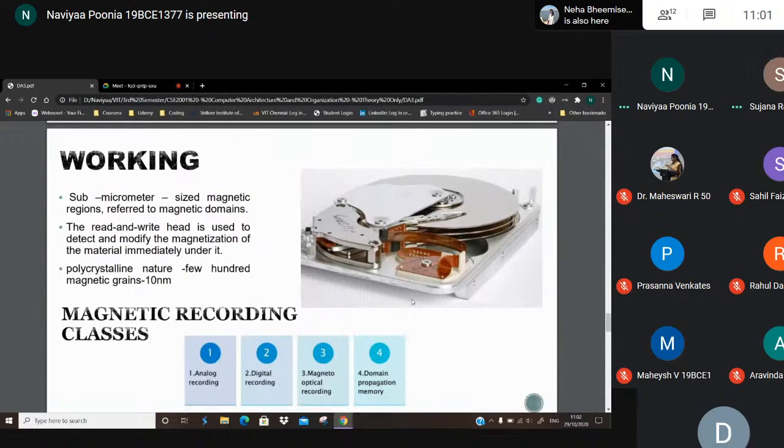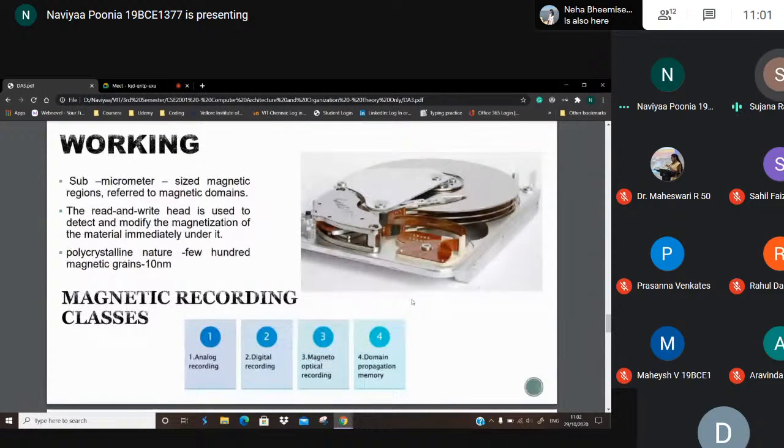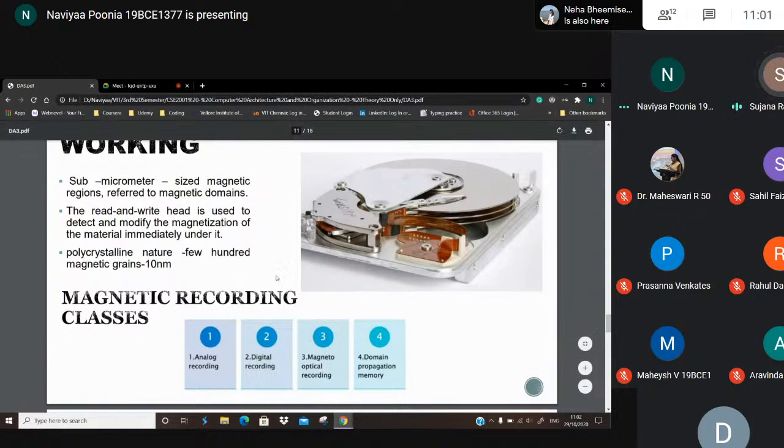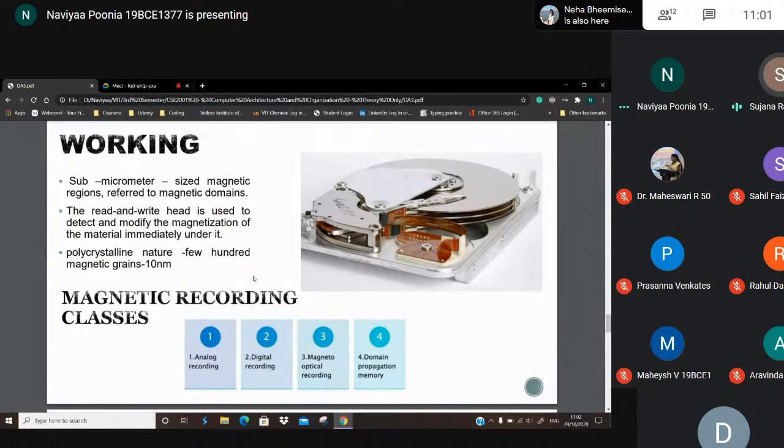Next slide. So the working of the magnetic disc. The magnetic discs are basically very thin, micrometer size, and they are referred to as magnetic domains. The read and write head is used to detect and modify the material by magnetization, and we use a polycrystalline natured material which has a few hundred magnetic grains.